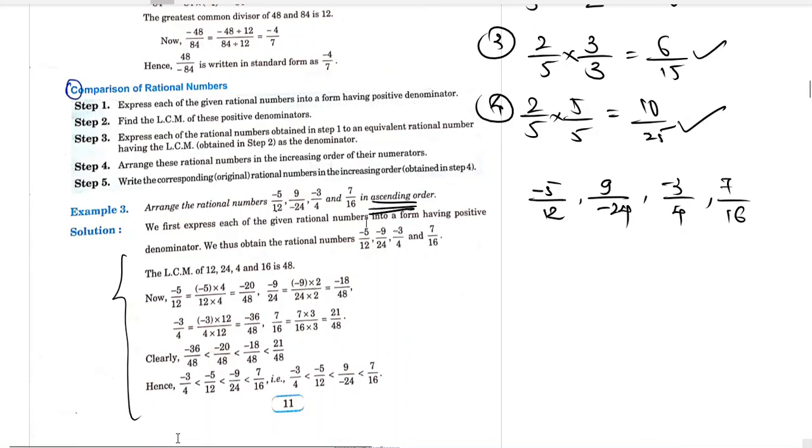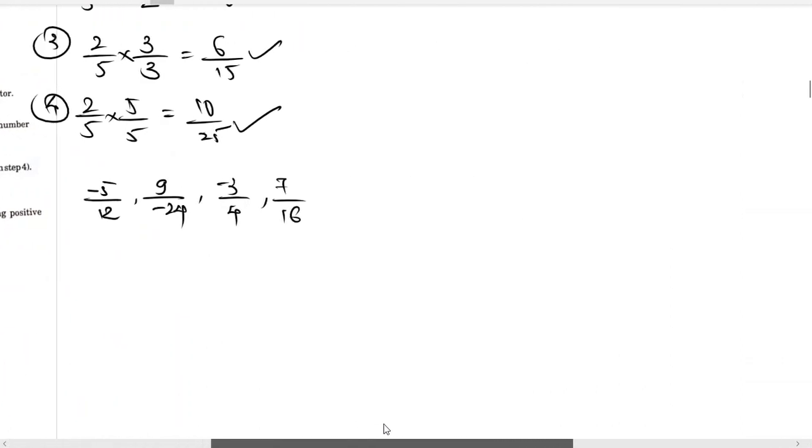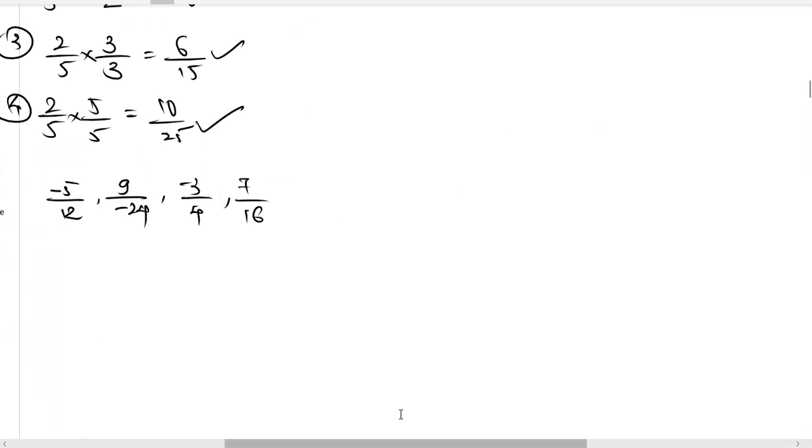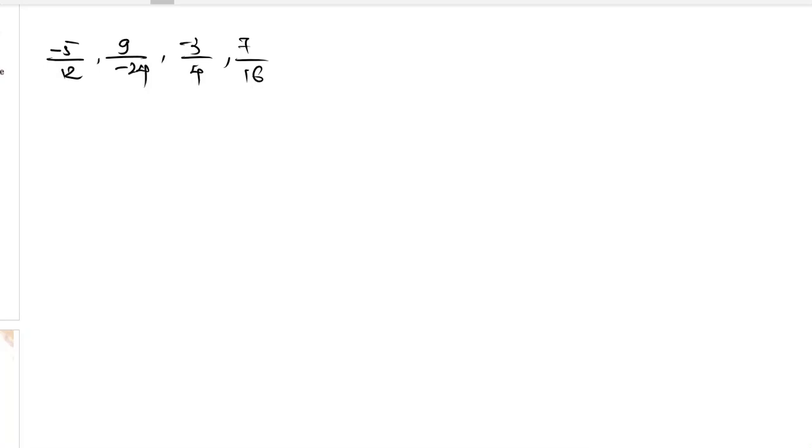Now, do you know what you mean by ascending order? Ascending order means the rational numbers must be arranged from small to big. The smallest rational number will be written first and the biggest or the largest will be written at the end. So these four rational numbers have to be arranged in ascending order. That is how you compare rational numbers. Ascending or descending. What is descending order? Big to small, right?